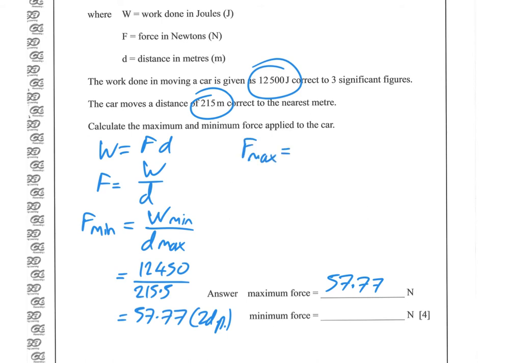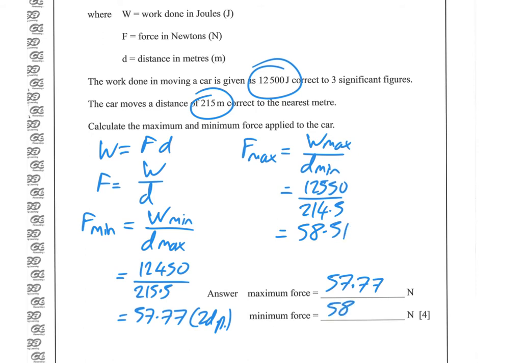And then for the maximum version, you're going to make the top line as big as possible and the bottom line as small as possible. So it's the reverse. So it's going to be 12,550 divided by 214.5. And then when we work that out, it's going to be 58.51. And that is it. I've written those the wrong way around. The top one obviously is the minimum one, and the bottom one is the maximum one.